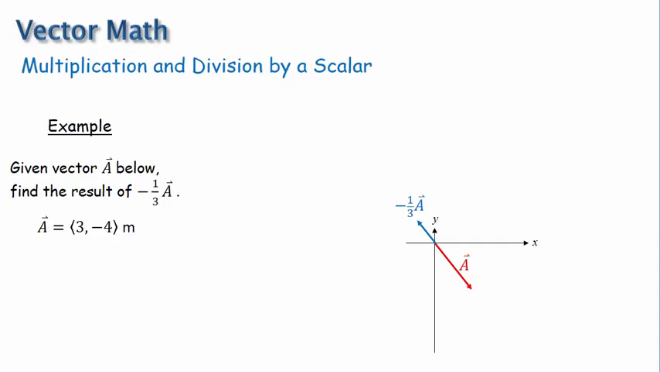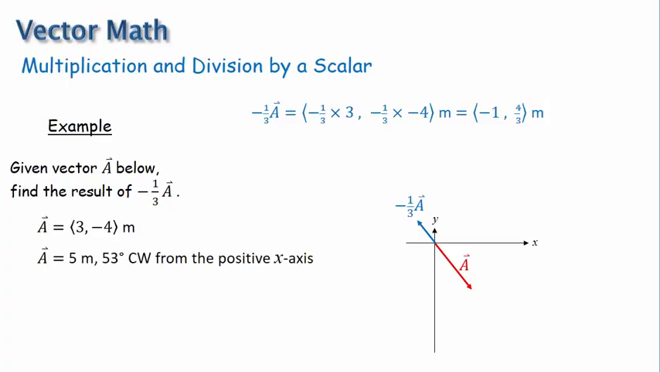Again, this can be done numerically in either Cartesian or polar forms. In Cartesian form, we multiply each component by -1/3, or divide it by -3. So the Cartesian components of the resultant vector come out to be -1 and +4/3. And then using the polar form of vector a again, we multiply the magnitude by -1/3, which gives us a resultant vector that is -5/3 meters, 53 degrees clockwise from the positive x-axis.